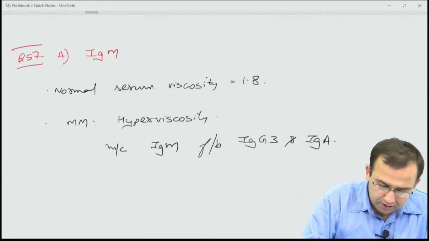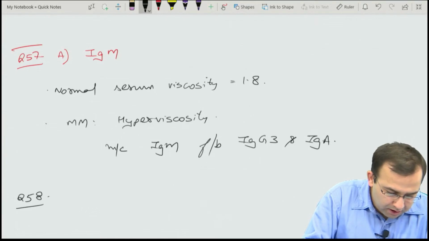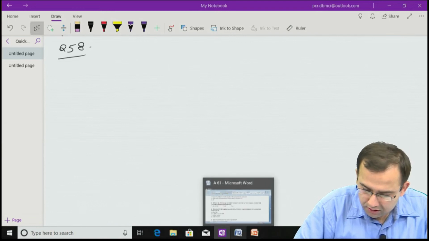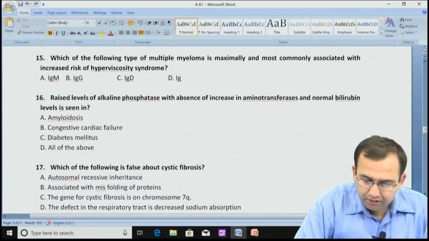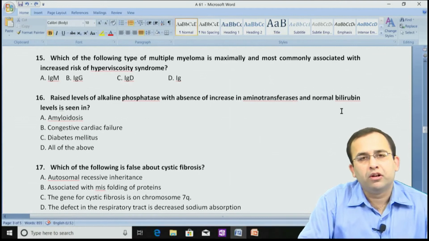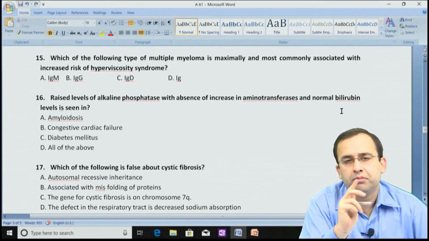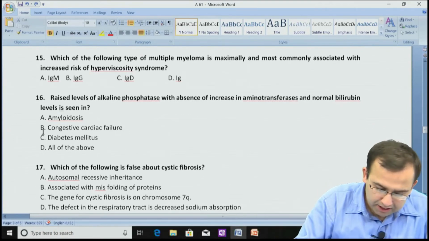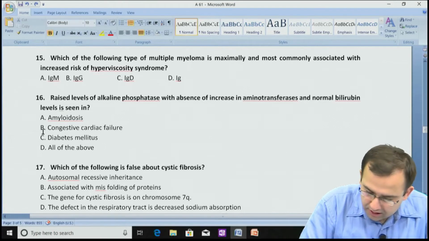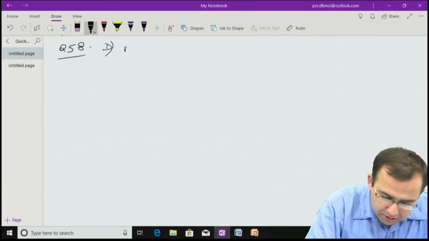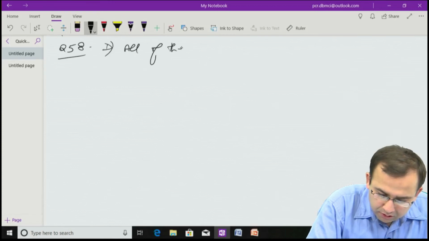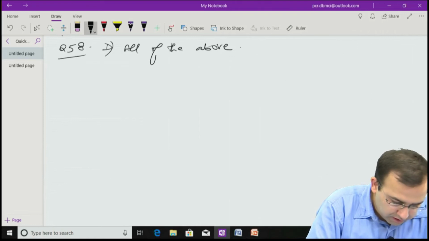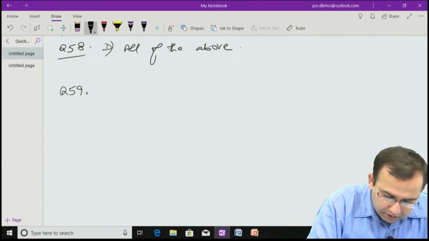This is a fact. Next, this gets us to question 58. Raised ALP with absence of aminotransferases and normal bilirubin. Just ALP is increased, bilirubin is normal. It is seen in amyloidosis, CCF and diabetes. ALP is increased in all. So this is more of a medicine question, but I am okay with the fact that the majority would have gone right in this. Next, question 59.